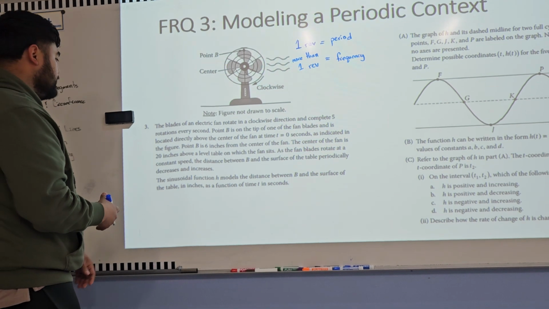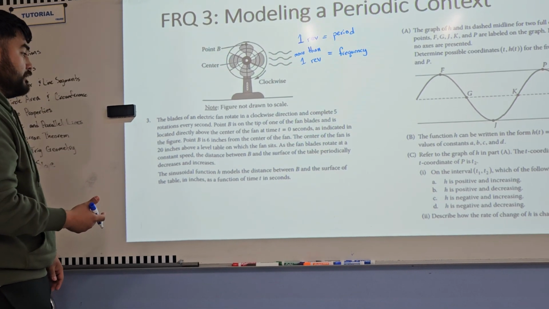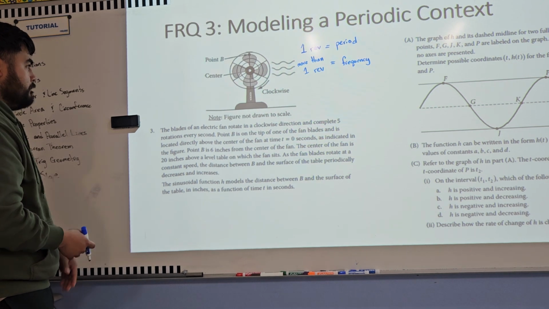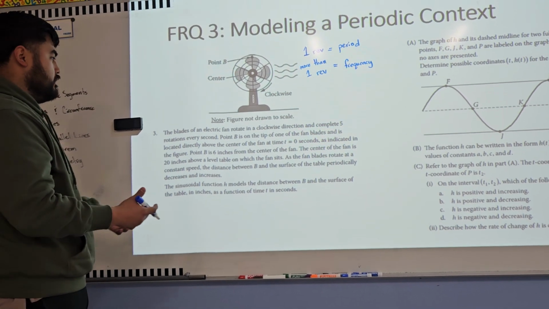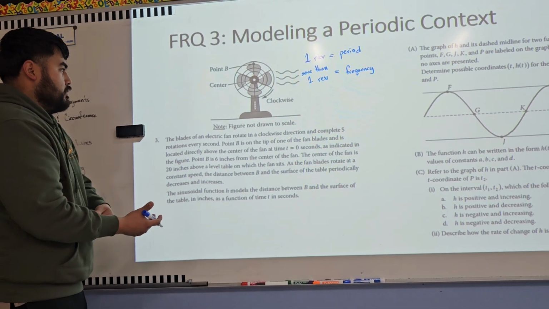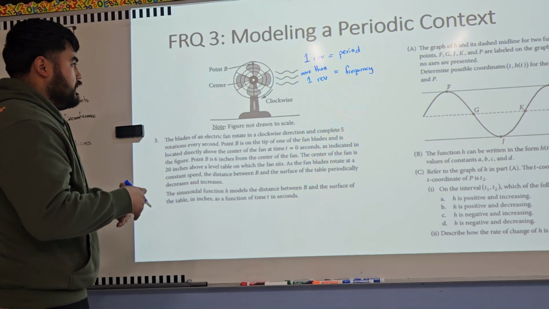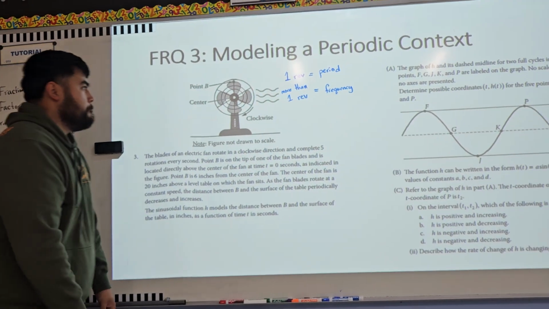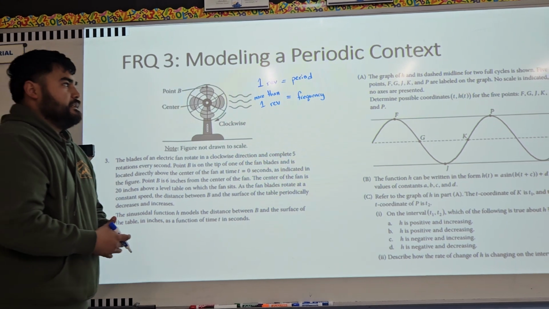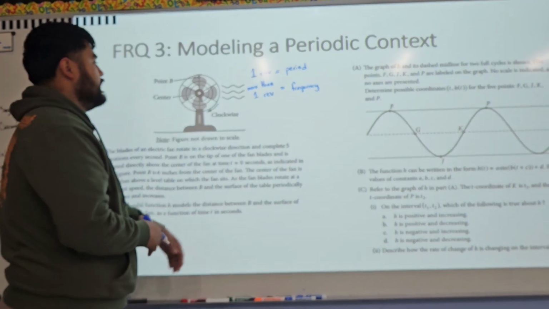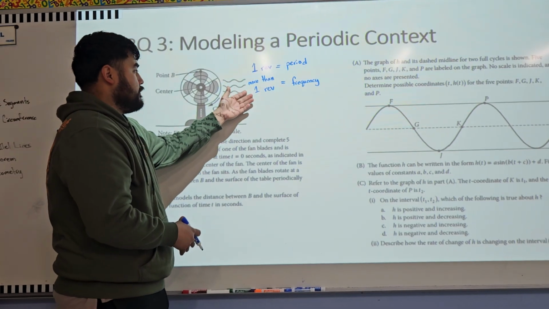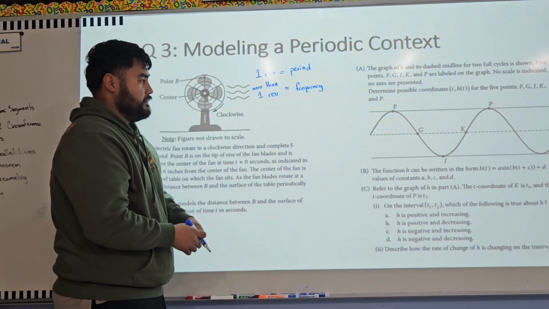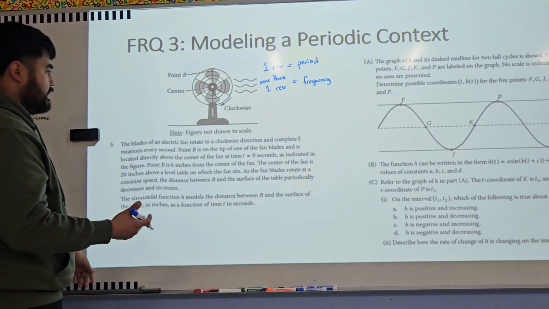As the fan blade rotates at a constant speed, the distance between B and the surface of the table periodically decreases and increases. So what's happening here? Out of all this gibberish, what do I get from it? I always want you to focus here. I don't know if you noticed this little text that I wrote down. When you're dealing with one revolution, that means you're talking about the period. If instead of one revolution it says a number greater than 1, then you're dealing with frequency.